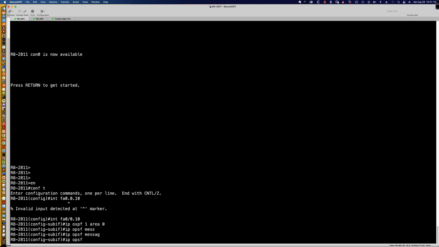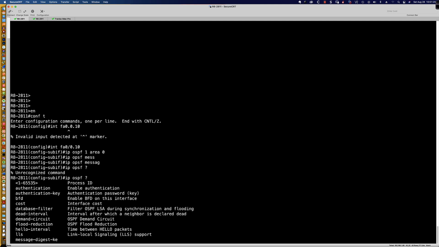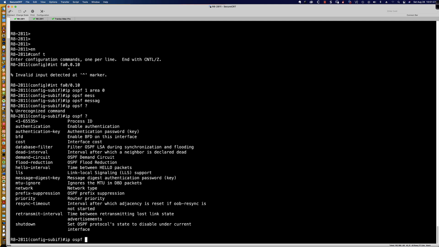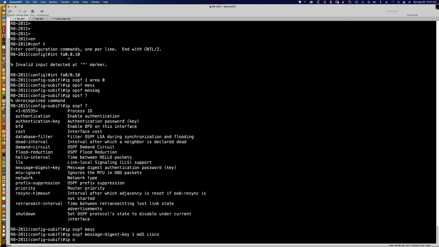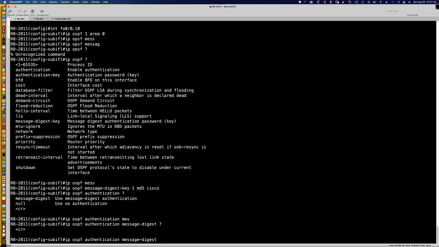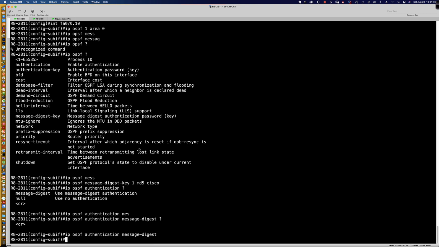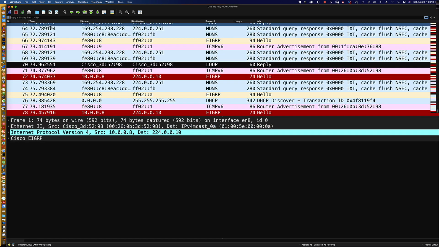I'm going to say IP OSPF, I'm sorry, I keep misspelling OSPF, and I should probably look at that first. So IP OSPF message digest key 1 MD5, and I'll just say Cisco. And then if I was to say IP OSPF authentication, here's where we would say message digest. And that's all that's going to be required, because watch what happens. I'm going to come over here to router 9. And before we do that, we can kick off our packet capture here.